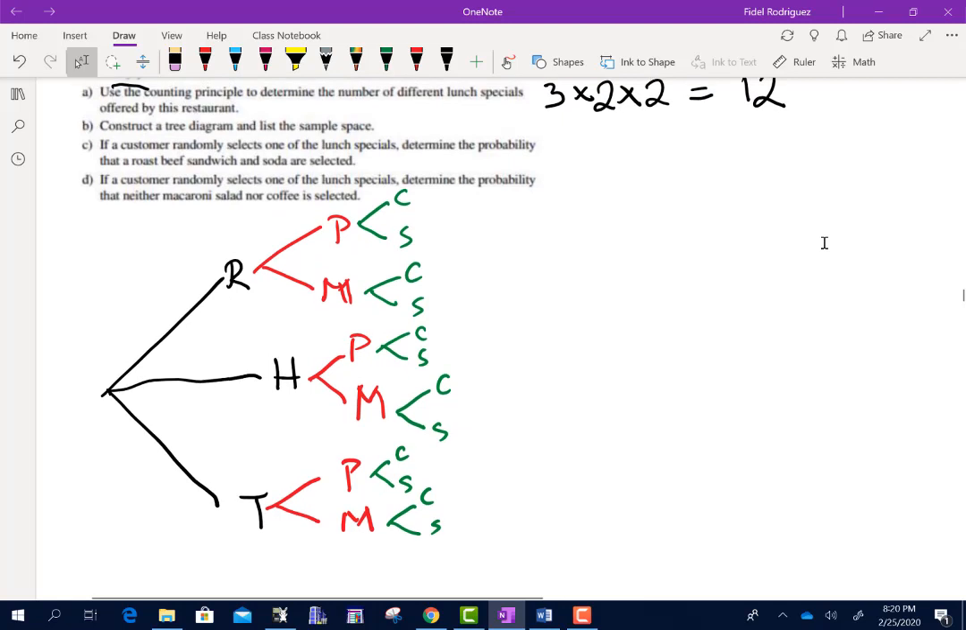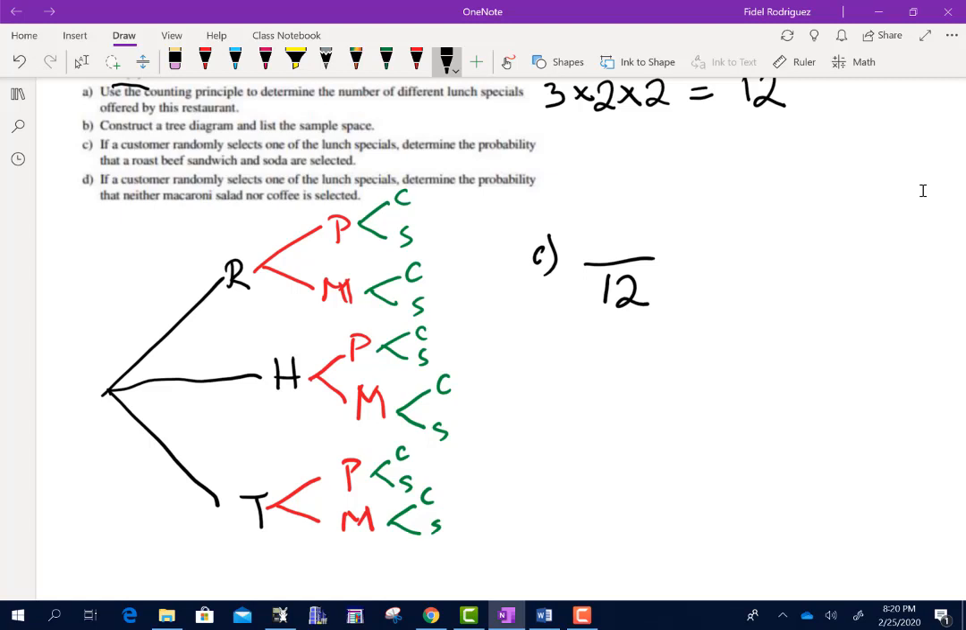I'm going to scroll it down just so I can see a little bit better and do Part C. So Part C says, if a customer randomly selects one of the lunch specials, determine the probability that a roast beef sandwich and a soda are selected. Okay, so for Part C, again, we know we have a total of 12 options. We want them to have a roast beef sandwich and a soda.